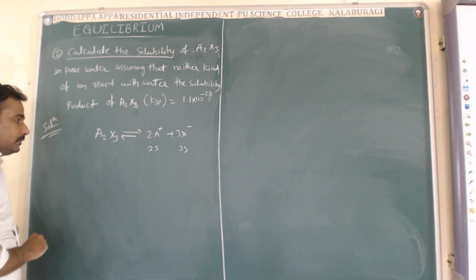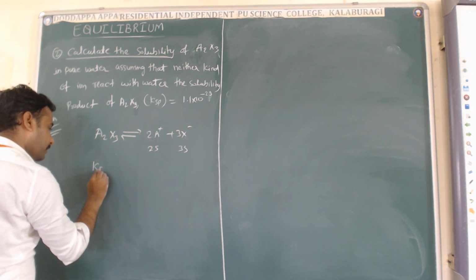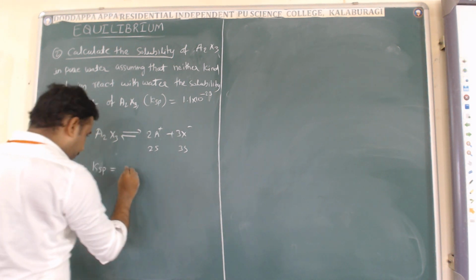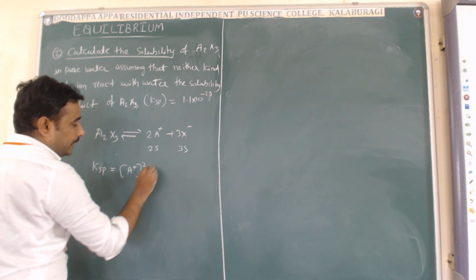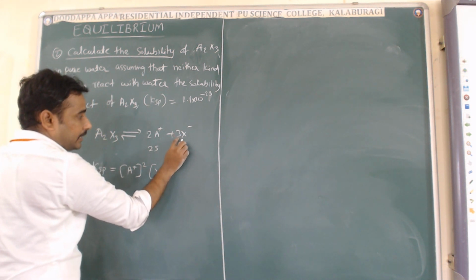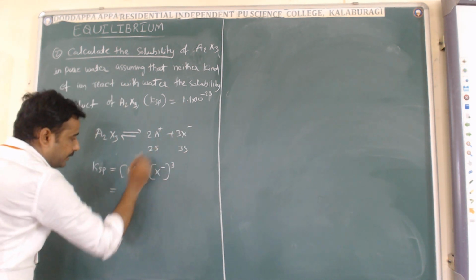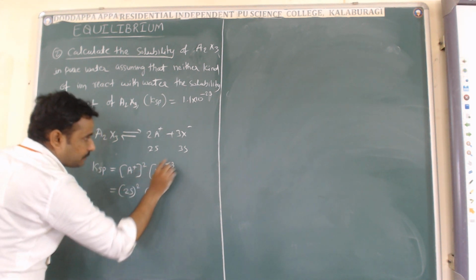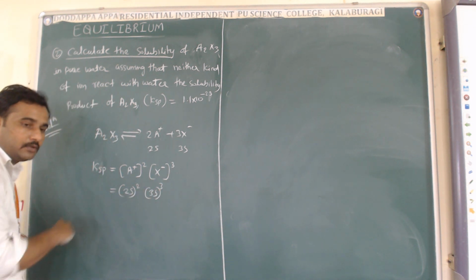Next, when we are writing the KSP for this one, what is the KSP here? KSP is equal to A plus raised to 2, multiplied by X minus. How much do you have to raise it here? The stoichiometric coefficient is 3, so you have to raise the power 3. When you put 2S here, it is squared. Next, 3S is raised to the cube. Then you multiply and solve this one.